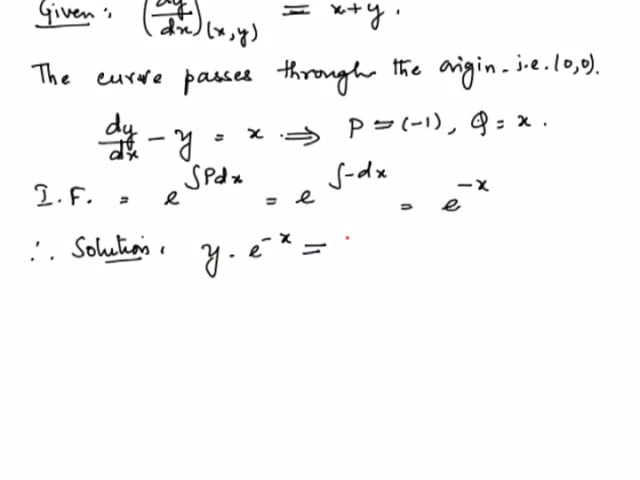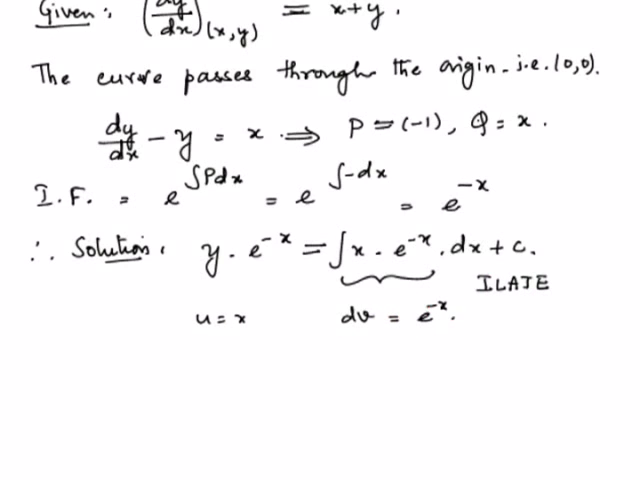So, that is y into e power minus x is equal to integration of x into e power minus x dx plus c. Observing the right hand side, we find that it is a product, so we need to apply integration by parts. Therefore, using the mnemonic ILATE, we decide what is u and what is dv. So, u is equal to x and dv is equal to e power minus x dx.